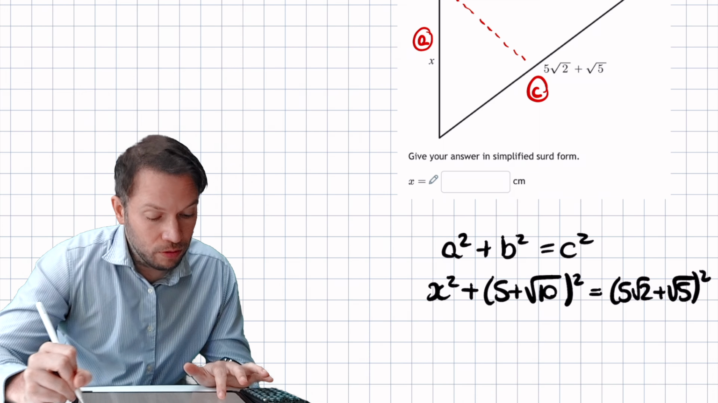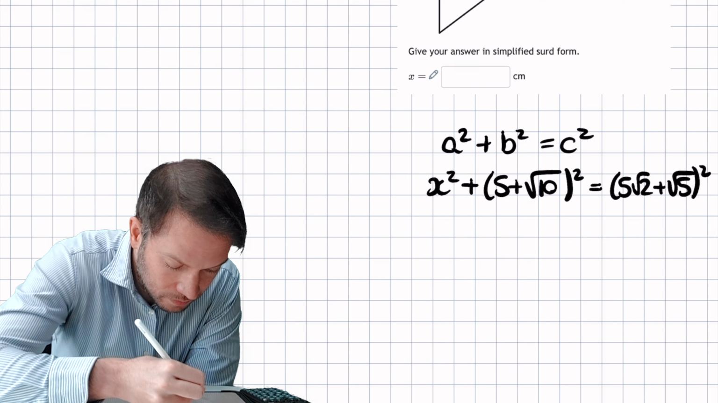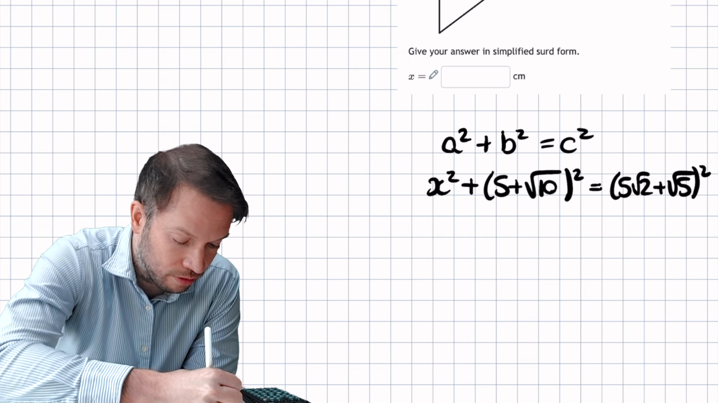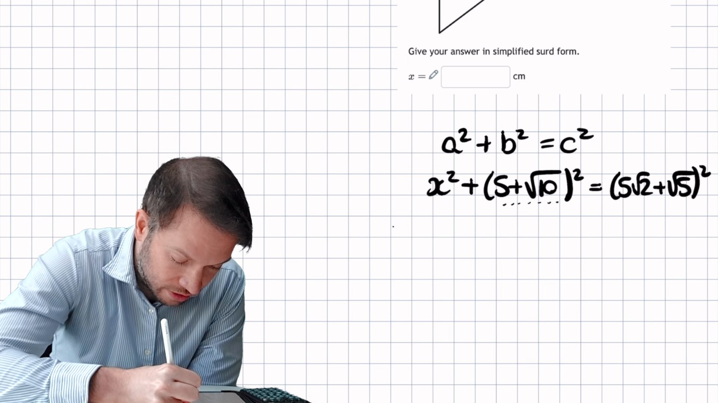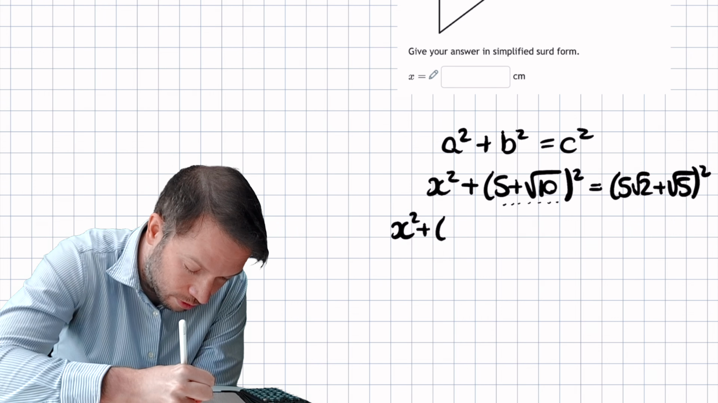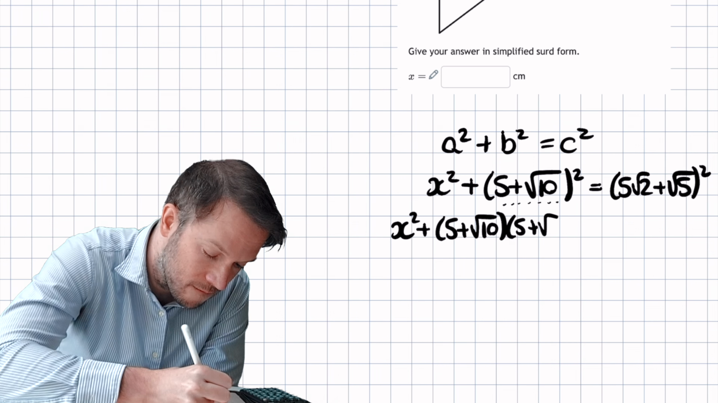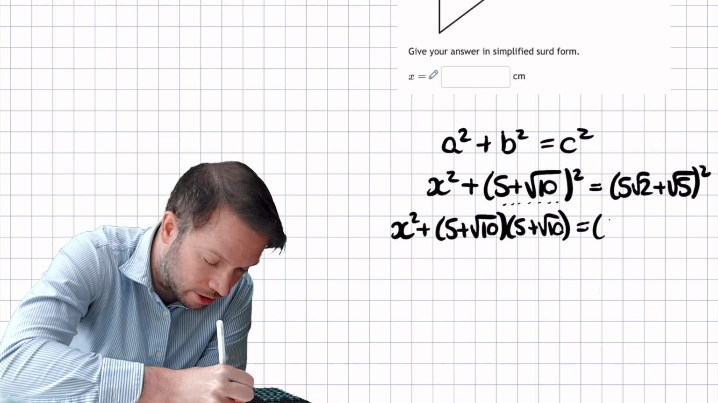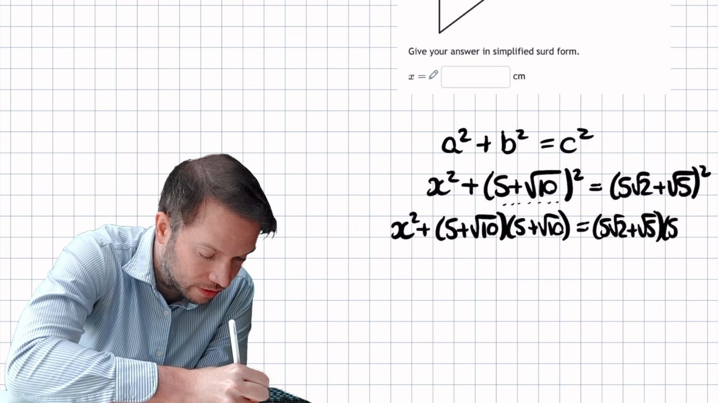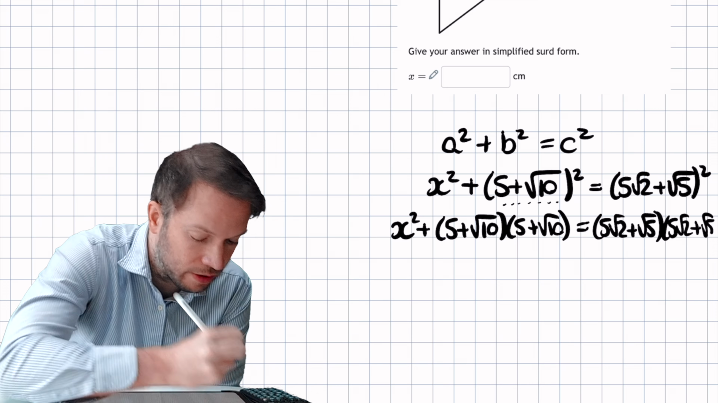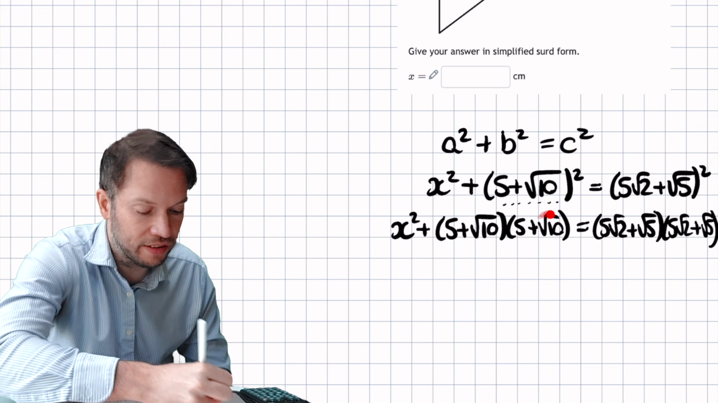Yep. Now, what I'm going to do now is expand out these brackets. You could write this bracket out twice. And in fact, I'm going to do that, because that's just going to be slightly easier to see what's going on. So 5 plus root 10 times 5 plus root 10 is equal to 5 root 2 plus root 5, 5 root 2 plus root 5, like that. Now let's expand out these brackets. Remember, we do each thing in the first bracket times each term in the second bracket.